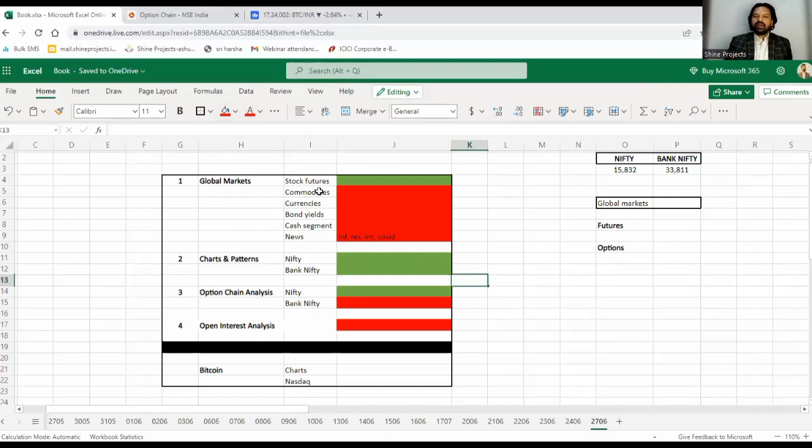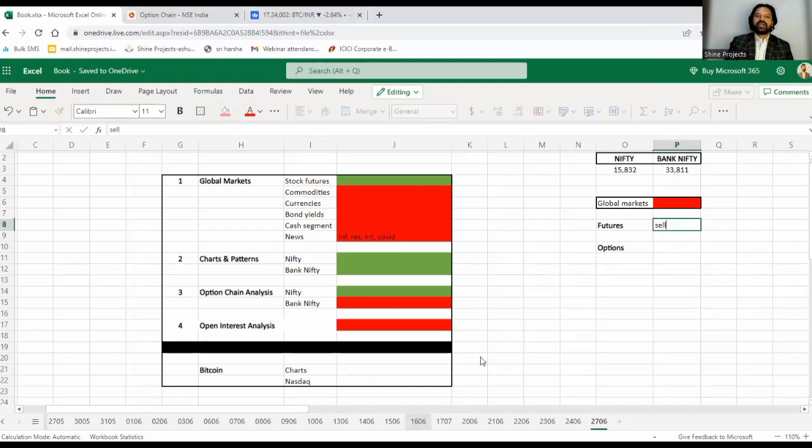Okay, so let me count the red numbers. A red one, my score is 5, 6, 7. Whereas the green ones, my score is 3 plus 1, 4. So because of the domination of bearish factors, one has to observe the global markets tomorrow. If the global sentiment is poor in tomorrow's trading session, then one has to sell futures.